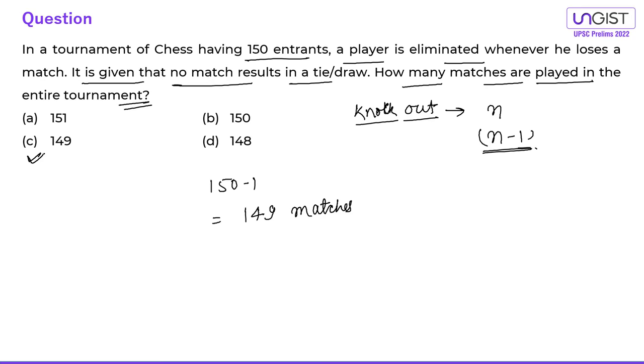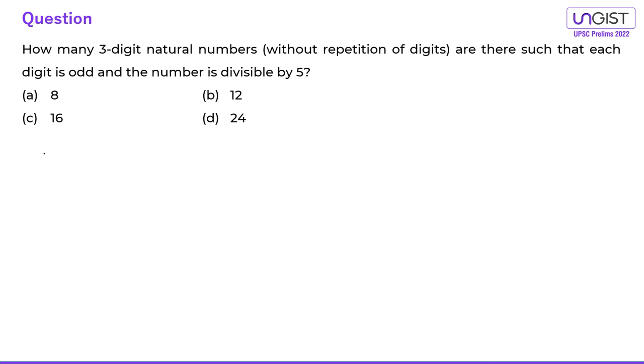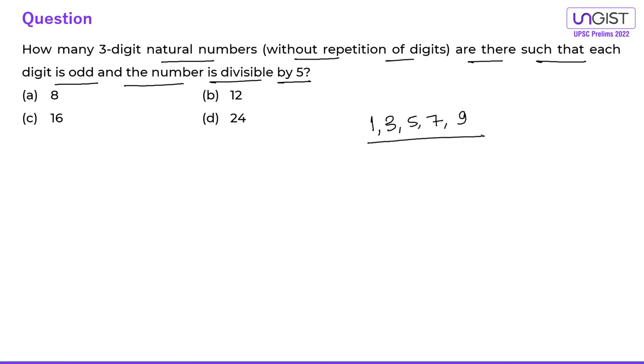Okay, now let's move to the next one. Next question is, how many 3 digit natural numbers without repetition of digits are there such that each digit is odd and the number is divisible by 5? Total odd digits are 1, 3, 5, 7, 9. We have total 5 odd digits, and all the digits are odd and the number is divisible by 5. So obviously 5 is being used in the units digit, and after that these two places are left. So for this place we have 4 choices and for this place we have 3 choices, right?